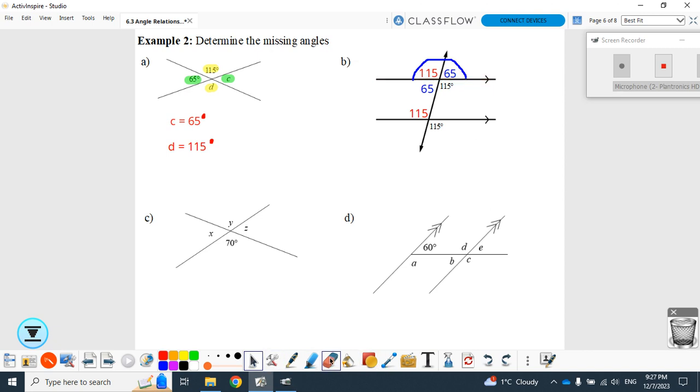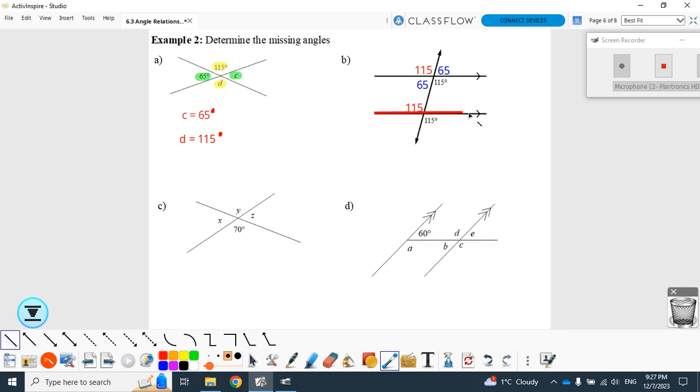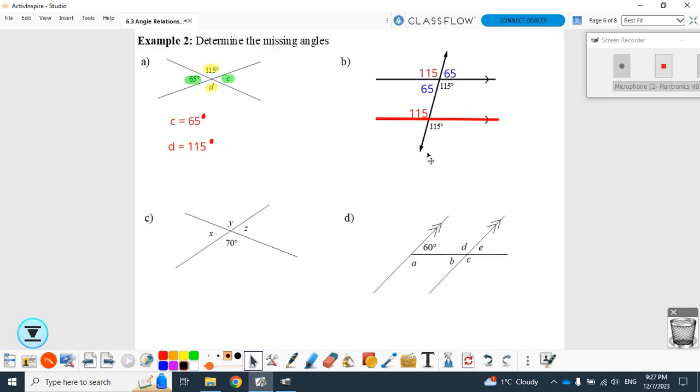All right, let me just erase this really quickly here. Now, you might have already guessed it. The same kind of idea applies to this straight line down here. If this is 115, this has got to be 65 because of that straight line idea. And if this angle right here is 65, then opposite of that is 65. Wow. Just from 115 degrees, we got all of these angles.